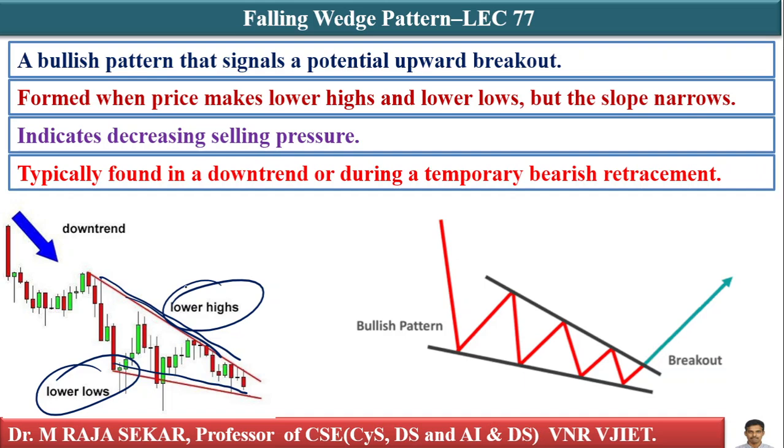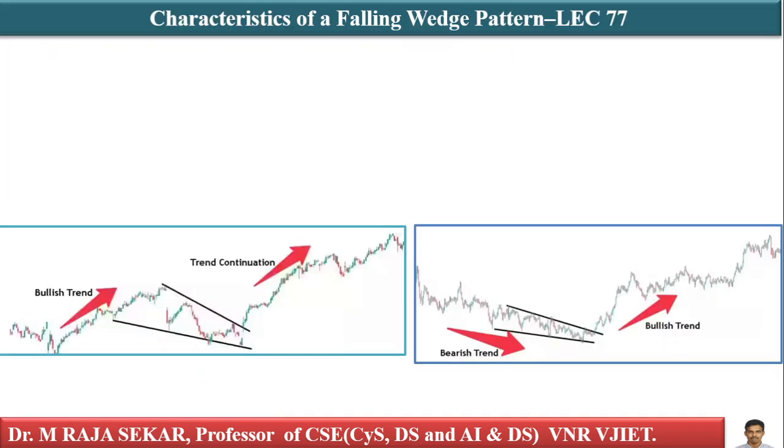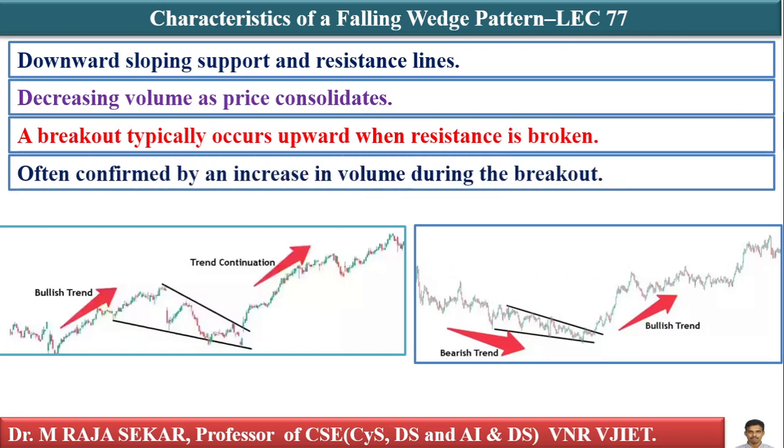What are the characteristics of this particular pattern? First one: downward sloping lines. Just see, this is a downward sloping line. This is a downward sloping line. What do downward sloping lines mean? The price moves within two converging trend lines, both sloping downwards.